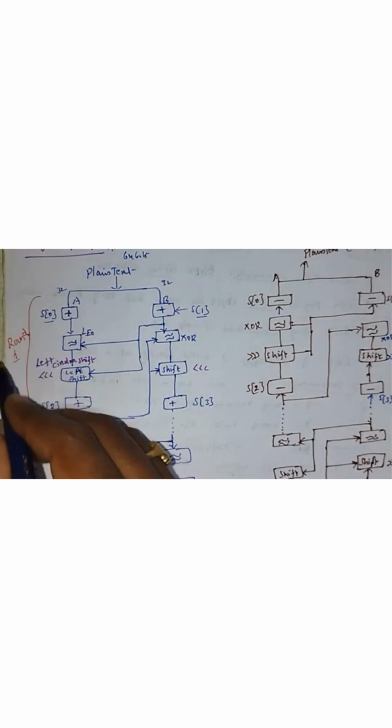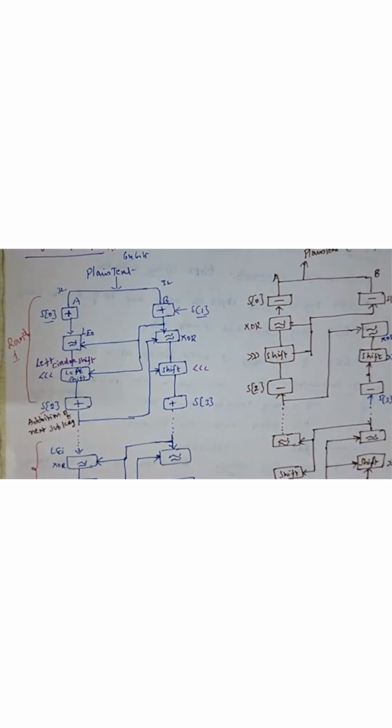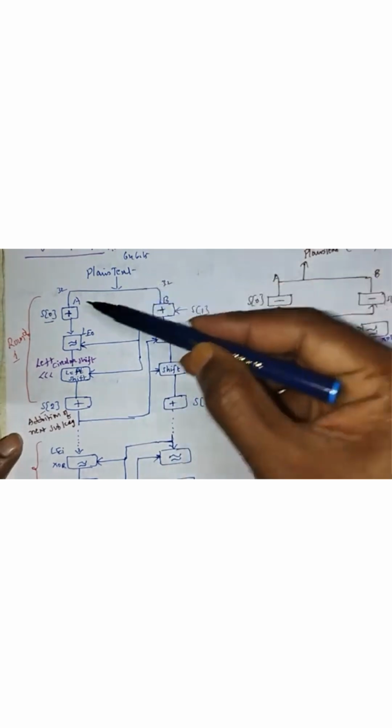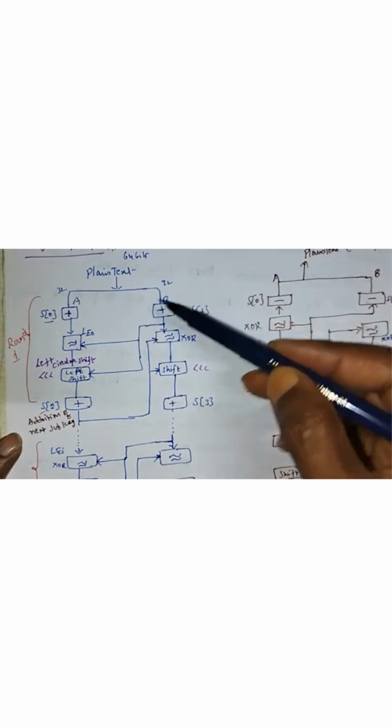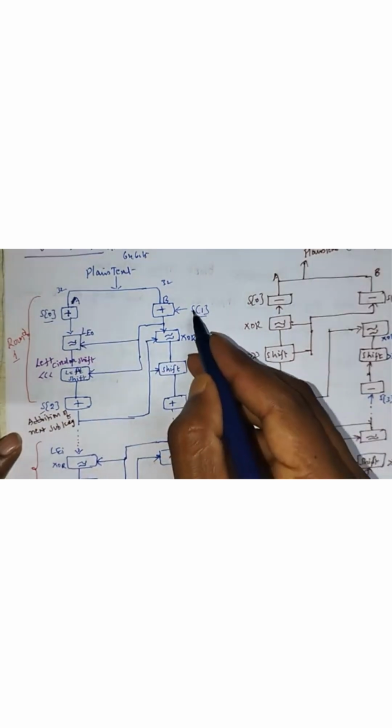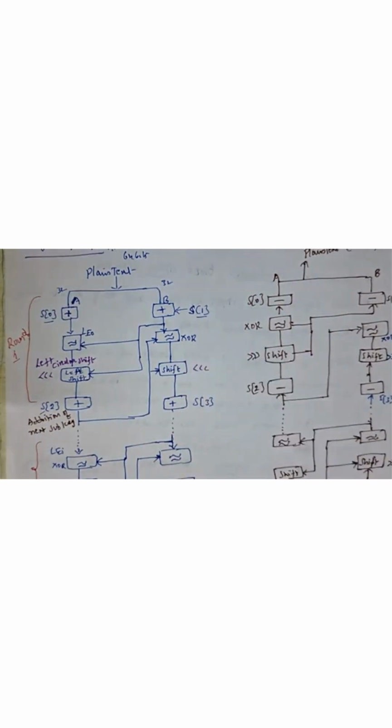This is the round 1 operation. In round 1 operation, the plain text is two words. Okay, see here the diagram. The plain text is divided into two parts, left side part and right side part, A and B. Here the left side will take the S0 sub key, the right side will take the S1 sub key. And after that, with the help of S0, we will perform a bitwise operation.